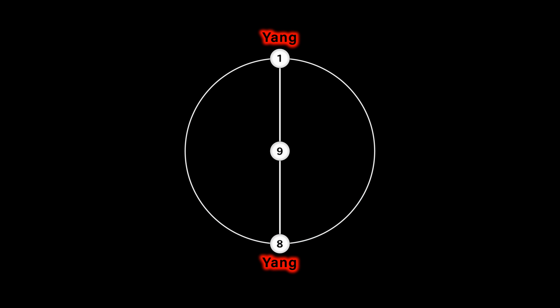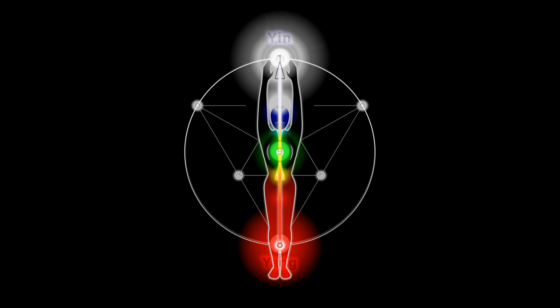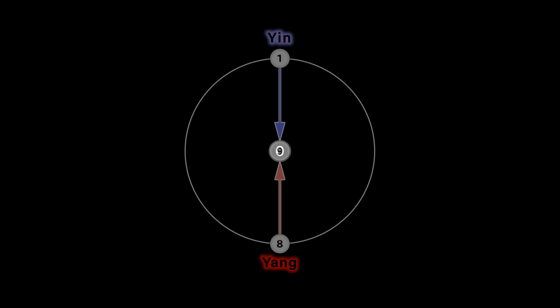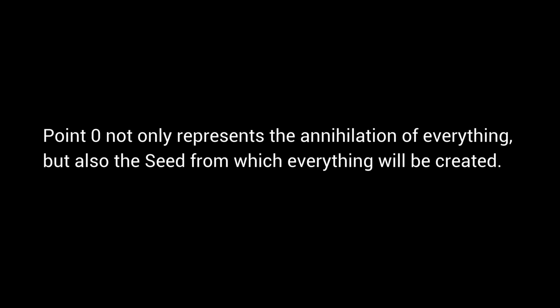When point 1 goes back in time, the quality of yang is reversed to the yin. Therefore, when space and time are compressed into a single point, the yin and yang of the doing center, or the instinctive center, would be totally annihilated, as indicated by 0. Point 0 not only represents the annihilation of everything, but also the seed from which everything will be created. Then, there is a similarity between point 0 and point 9. That is, point 9 is also called the seed, or the seminal point.